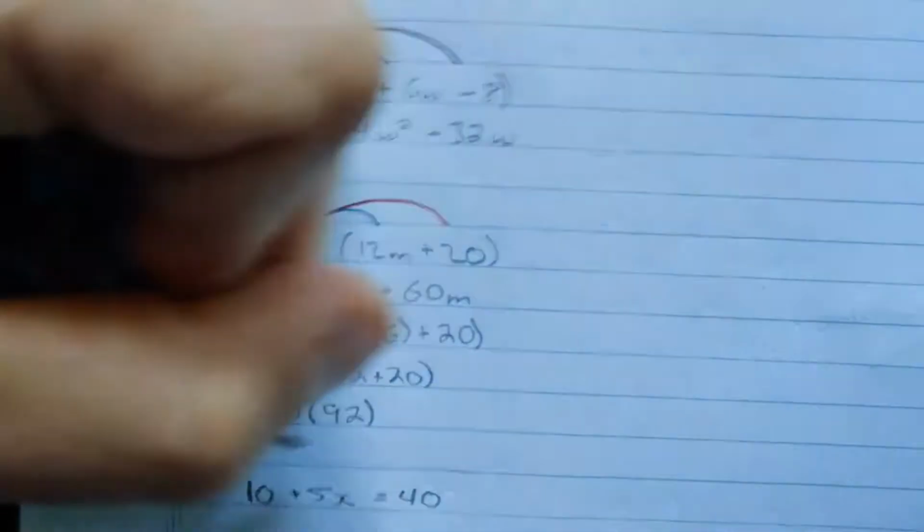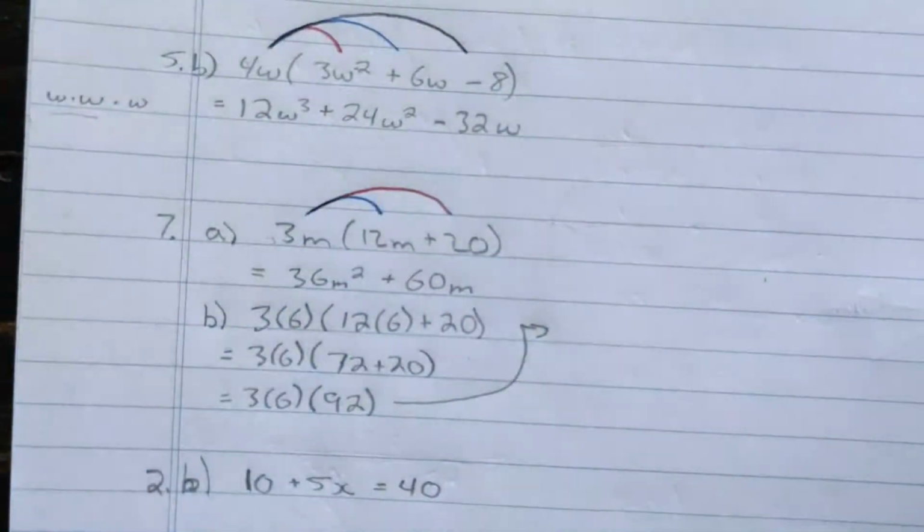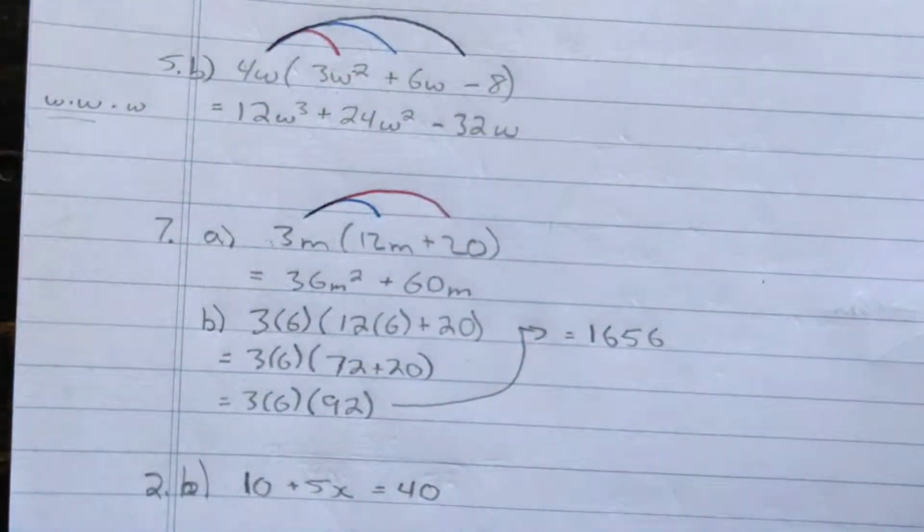And then I'm just going to do it up here so I can fit it. 3 times 6 times 92, we can do that all together. And 3 times 6 times 92 is going to give us a total of 1,656 new customers.